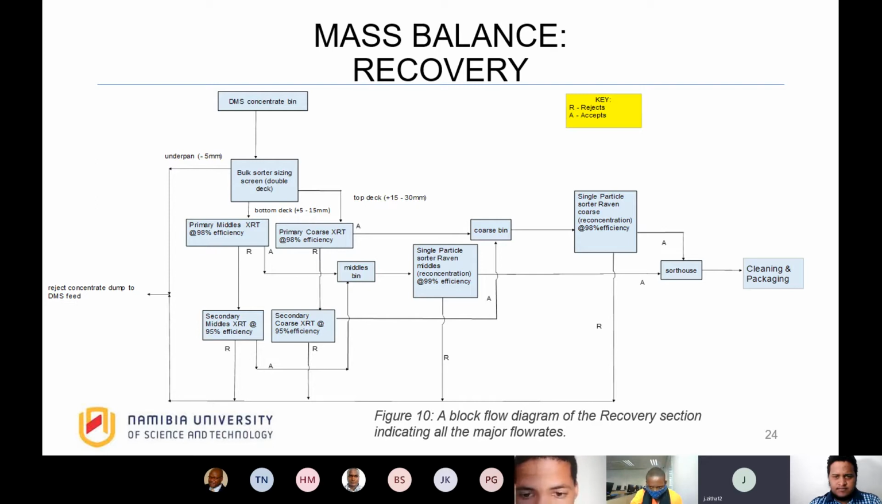And then getting rid of the last gangue material that might still be present at that stage, because your primary and your secondary XRT machines get rid of most of the gangue eventually. So from your single particle sorter machines, your accepts, which are now your diamonds, that are now free of any gangue material that might be present, those diamonds will then be cleaned and then they will be packaged. So yeah, Toya, next slide.